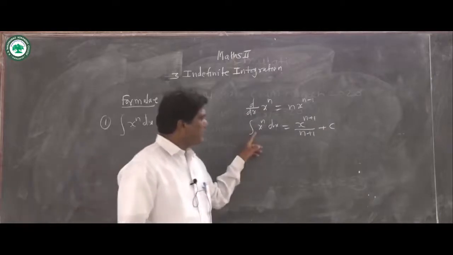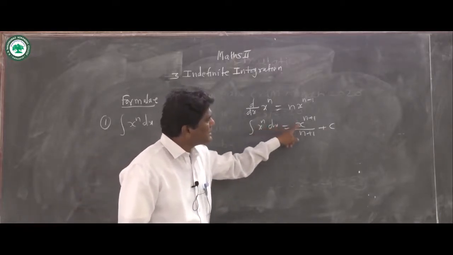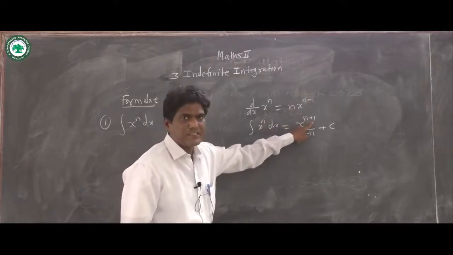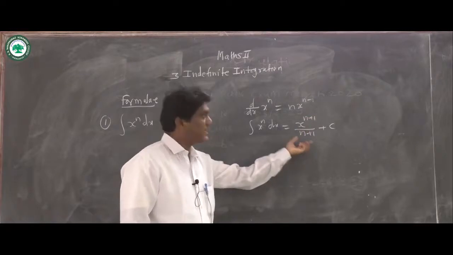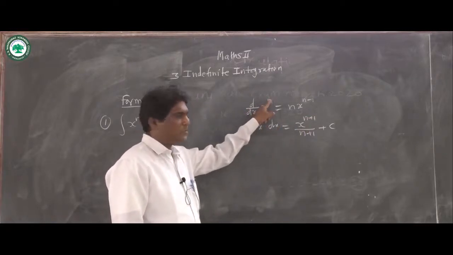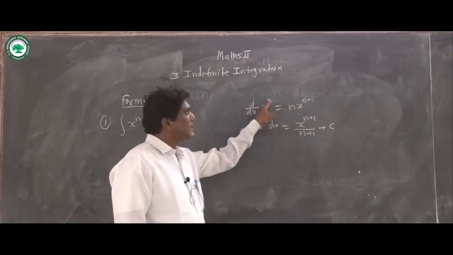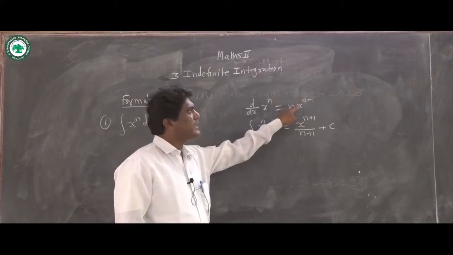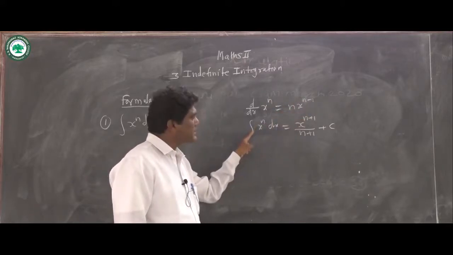Here, when we take the integration of a power function, we increase the power of x by 1, that is n plus 1, and divide by the same number. But in the derivative d by dx of x to the power n, we multiply by this power and we decrease the power of x by 1. But in integration, what happens here?